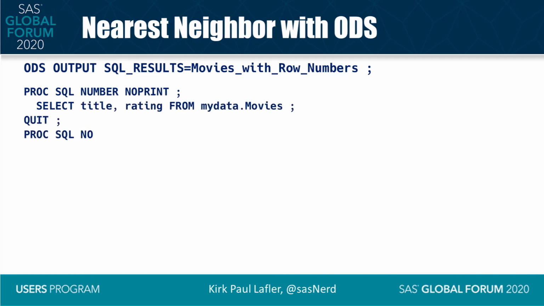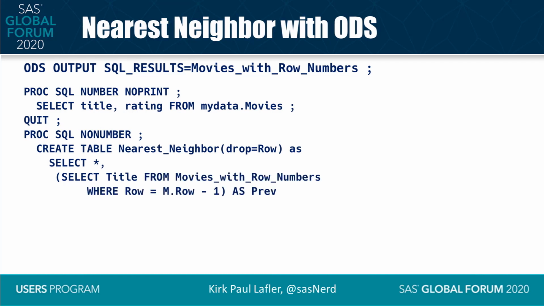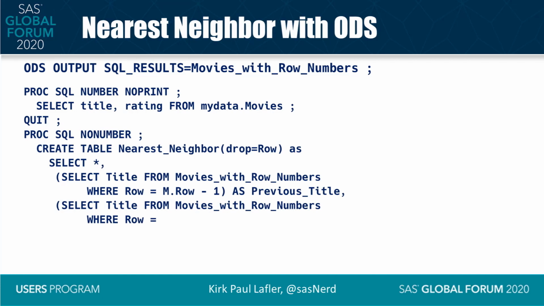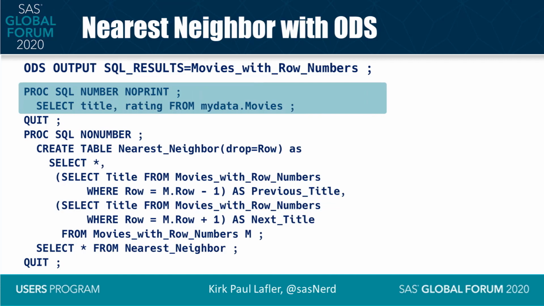In other words, I'm going to purposely turn on the row numbers and write the results to that ODS output statement, movies with row numbers. I'm going to select title and rating from mydata.movies. Then I'm going to turn the number off. In the second PROC SQL, I say PROC SQL no number. And then I'm going to say create table nearest neighbor. So I'm going to create a new table called work.nearest neighbor. I don't necessarily have to drop the row, but I'll do that just to clean things up.